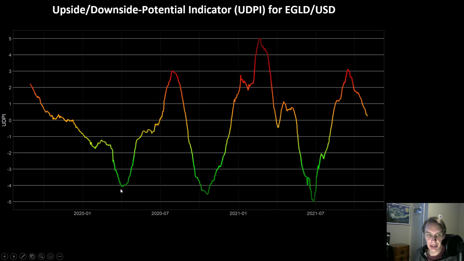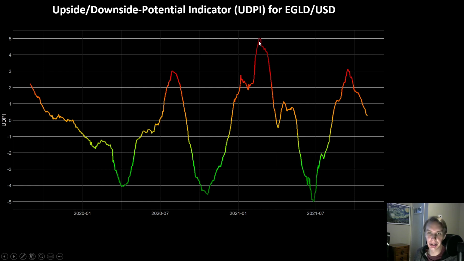And what we can see is that those low-risk zones have generally corresponded in EGLD's history to this -4 to -5 band. And these high-risk zones have generally corresponded to between this 3 and 5 range here. So you can see the 3 offered resistance twice here, sort of resistance here midway through that run into the spring.